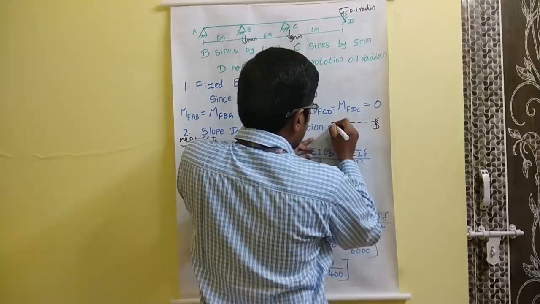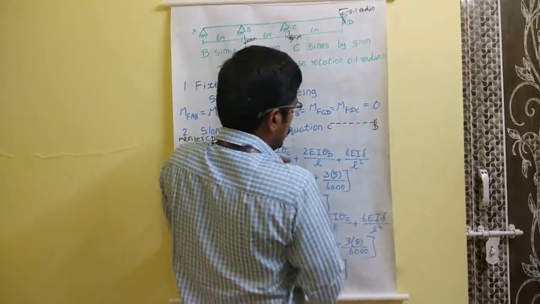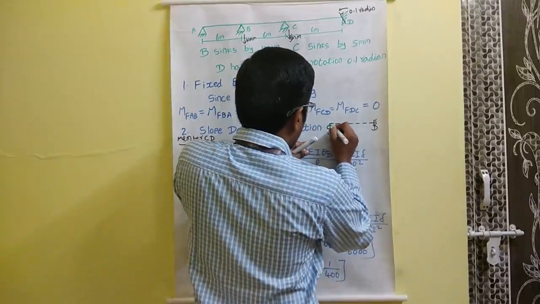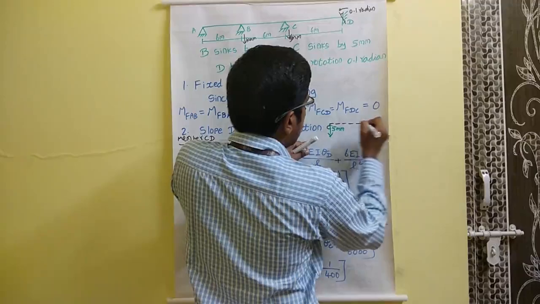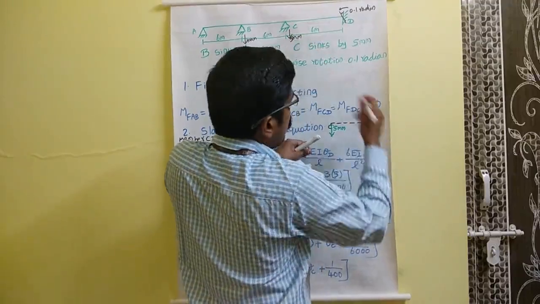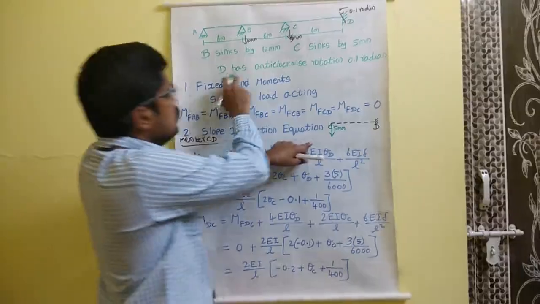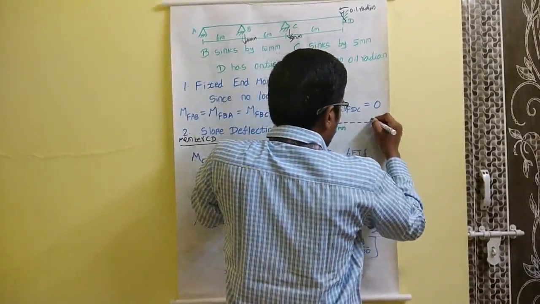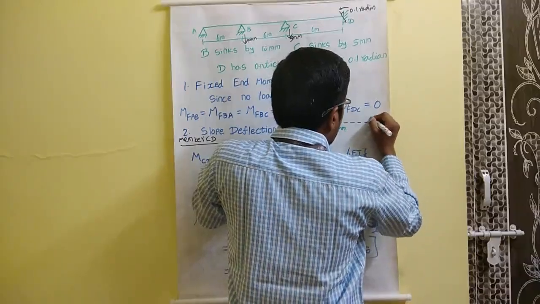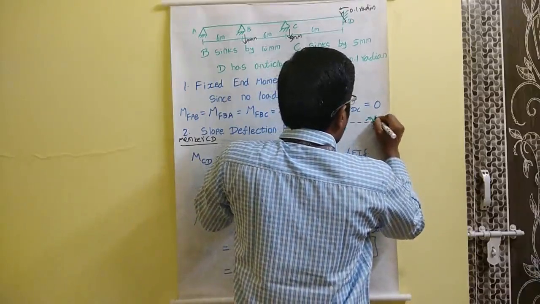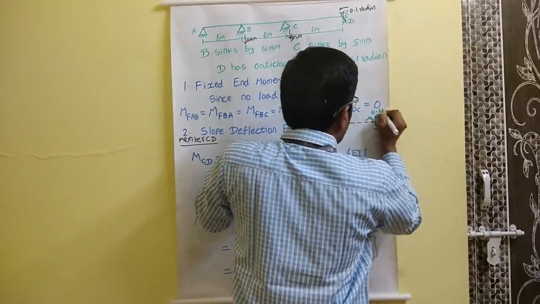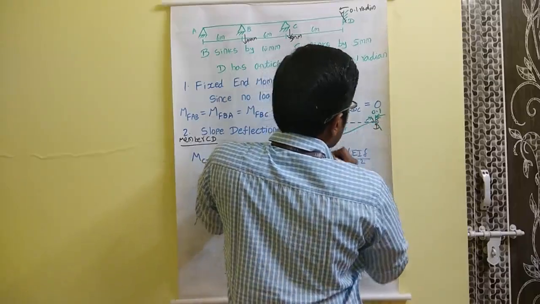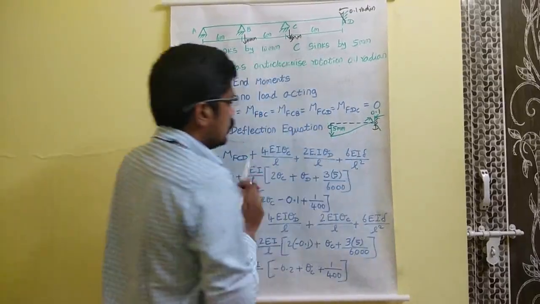So they have given that the C is sinking by 5 mm. That is, it is coming downwards. This value is 5 mm. And they have given that the support D is rotating in anti-clockwise direction. D has an anti-clockwise rotation of 0.1 radian. So what we are going to do? We are going to mention the rotation. So the value between these two is 0.1 radian. And it is sinking by 5 mm, so it will be like this. So we need to consider both.